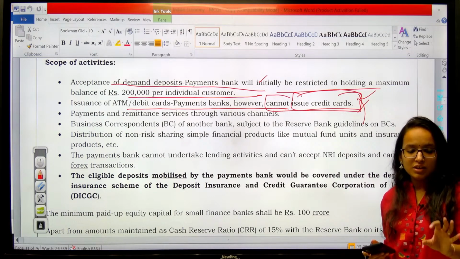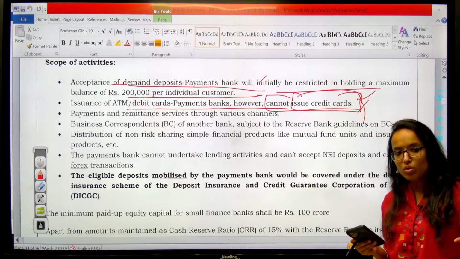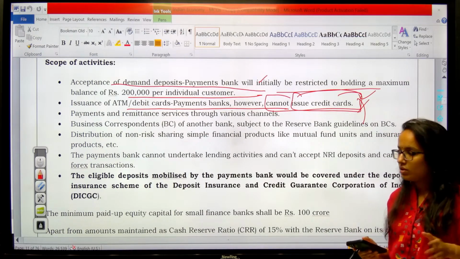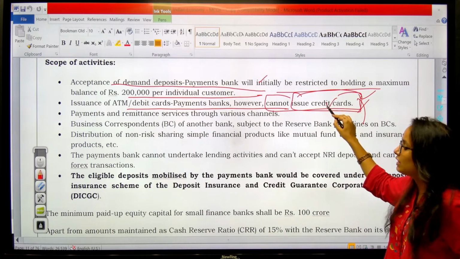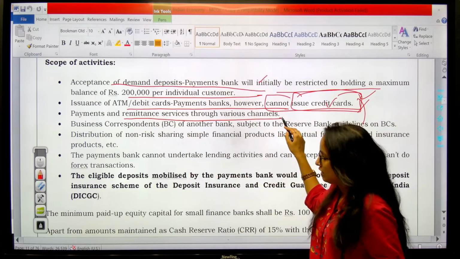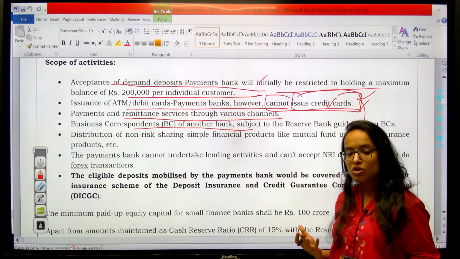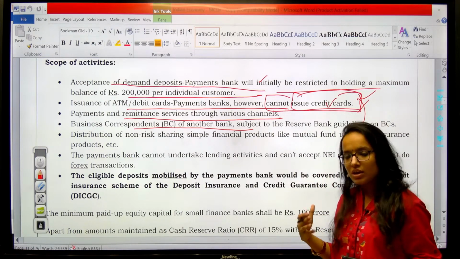Debit card for withdrawing the money. Credit card is a loan, right? So it gives you loan. They cannot give you loan. This is the thing. So they cannot issue credit card. Now, payments and remittance services through various channels, they can take. Business correspondents, they can serve as BCs or business correspondents for other banks.